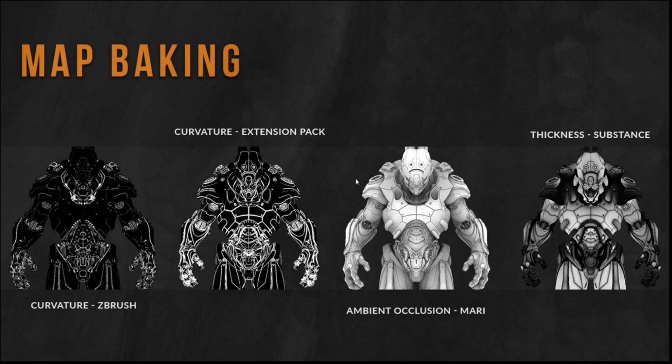And this is just a few maps that I used for Leviathan. I had curvatures from ZBrush, from the extension pack in Mari, the ambient occlusion built into Mari, and maps from Substance. I just use whatever I have on hand to bake these maps, and they're really important because they're going to help me drive a lot of the masks, like the wear masks that we have on the edges, and if you want to add dust to the crevices. So these maps are extremely important.